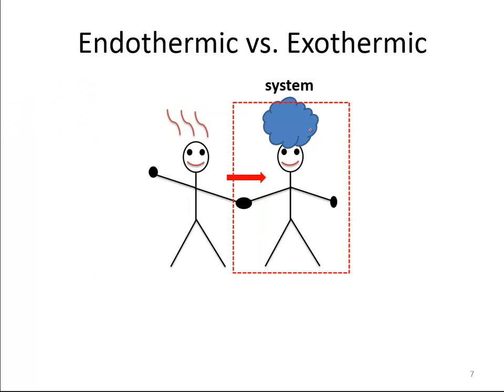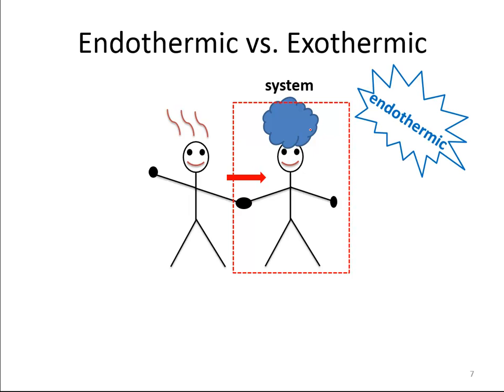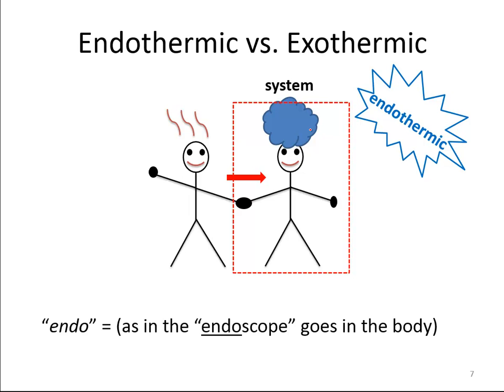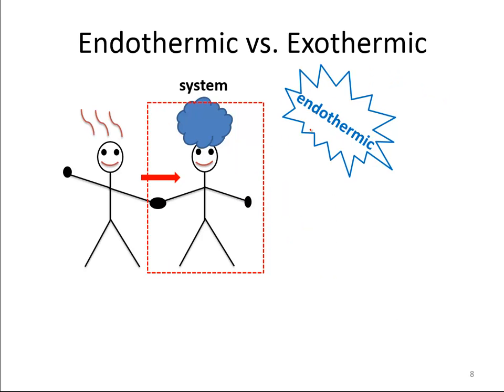Okay, so on to the stick woman. If we designate the stick woman as the system, now the situation is reversed. Heat is flowing into the system, and therefore this is an endothermic process. And again, one way of remembering: endo means in, like in the medical field. If you have to have an endoscopy, the endoscope goes into the body. But let's not think about that too much.